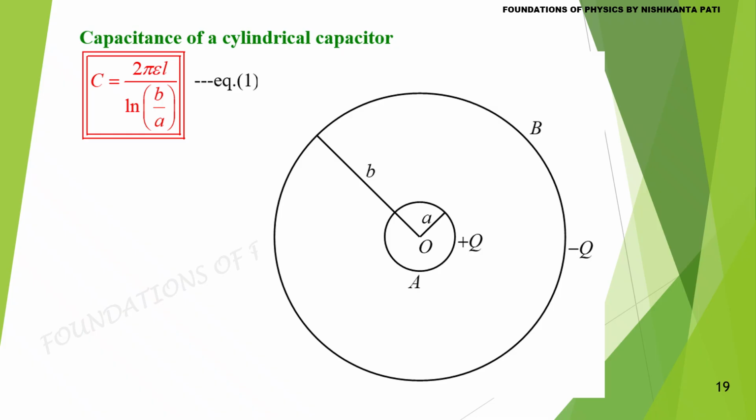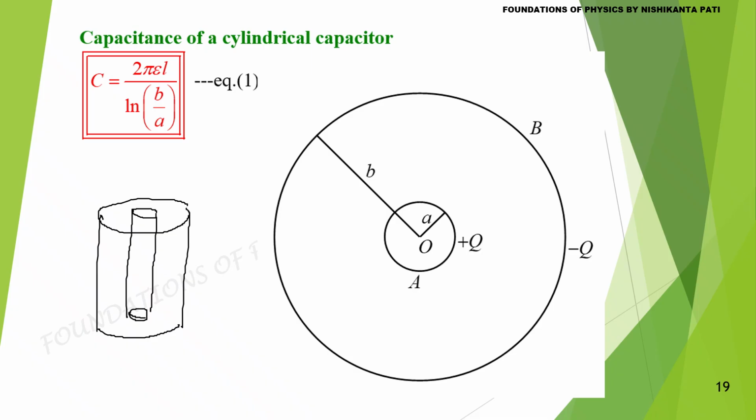The cylindrical capacitor: this is one cylinder which is a conductor. Inside there is another conductor which is also cylindrical. This radius is B and this radius is A. This space is dielectric of permittivity epsilon. The length of the cylinder is L. So the capacitance is 2 pi epsilon L by ln B by A.